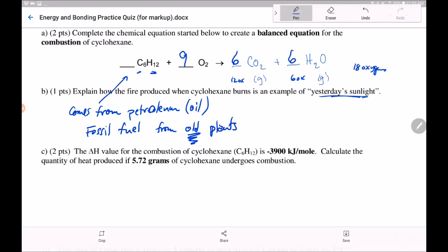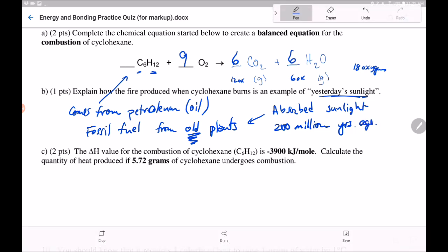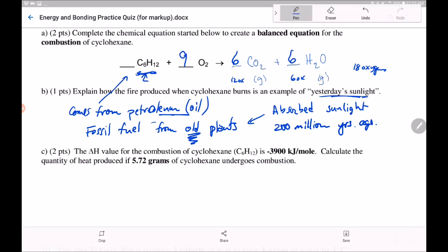And that's what yesterday's sunlight is all about. These plants absorbed sunlight perhaps 200 million years ago, and that sunlight has been trapped in the molecules, which were originally sugar molecules, but they've been transformed through geologic processes into oil, which can then be processed to make molecules like cyclohexane. So that's the concept there, and the fire that comes out when you burn it, that's the sunlight finally being released.